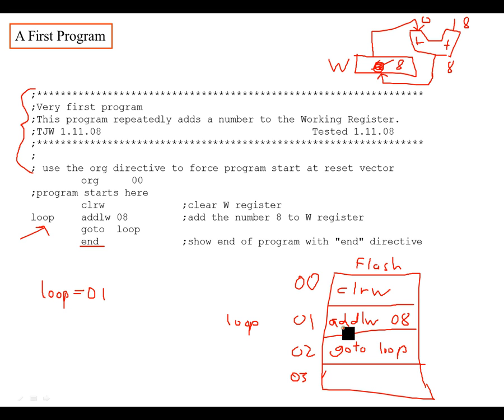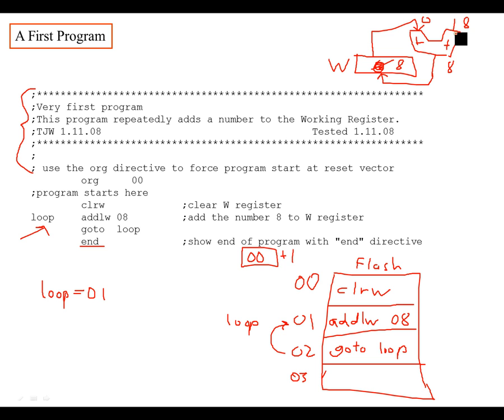So what's going to happen is the org statement is going to set the program counter to 0. The program counter just automatically gets incremented by 1 each time. So the first thing that's going to happen, the W register is going to get cleared. It's going to add that 0 plus the 8 to give 8, and it's going to store it in W. And then it's going to say go to loop, which means go to 1, because loop is assigned a value of 1, and then it's going to add literal to W again.